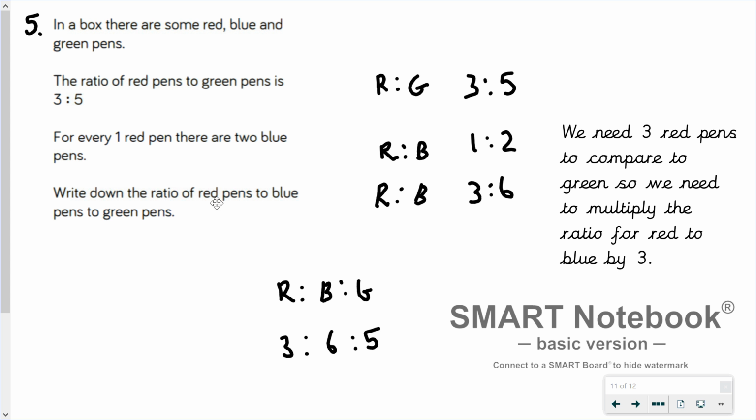So it says, write down the ratio of red pens to blue pens to green pens. So red pens, I've got 3, because in both examples I've got 3. Blue pens, I've got 6. And then green pens, when red is 3, I've got 5. So the ratio is 3 to 6 to 5.